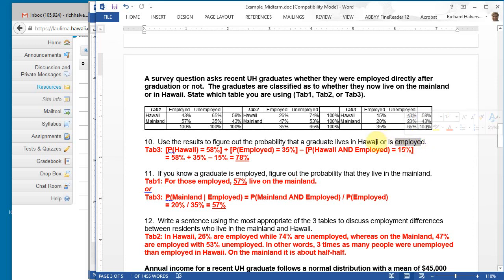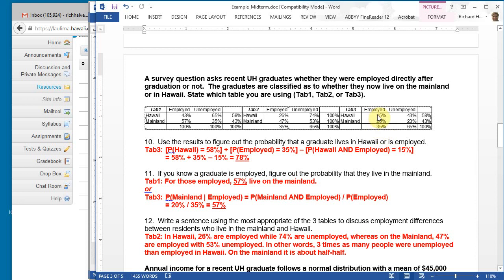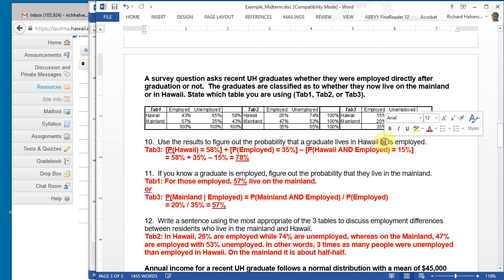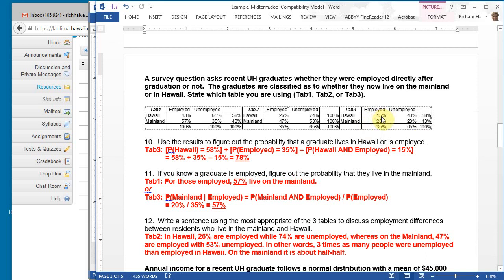But we're going to need to subtract out, though, from that sum, the probability that someone lives in Hawaii and is employed, because when we add them, this value actually gets added in twice. So the probability that somebody lives in Hawaii is 58% right here.